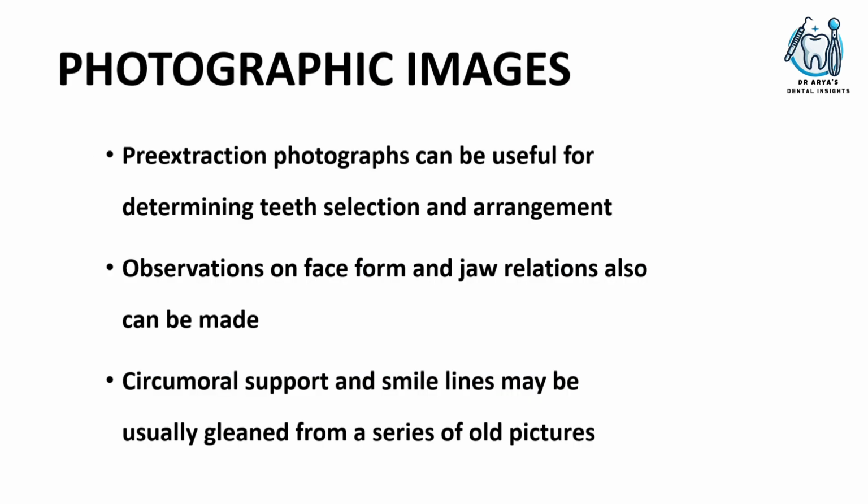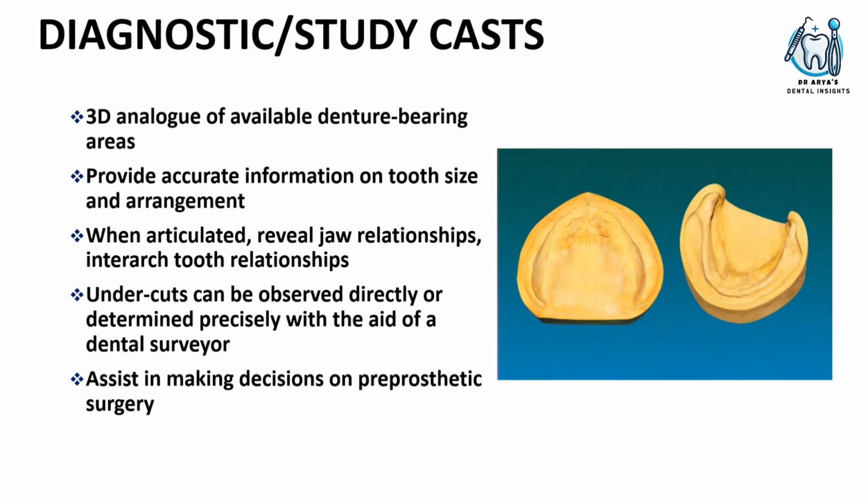Coming to photographic images, so the pre-extraction photographs can be useful for determining the teeth selection and arrangement. Then diagnostic and study casts provide accurate information on tooth size and the arrangement, and assist in making decisions on pre-prosthetic surgery. And also the undercuts can be observed directly or determined precisely with the aid of a dental survey.